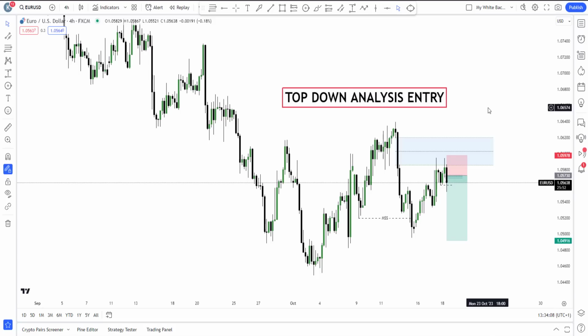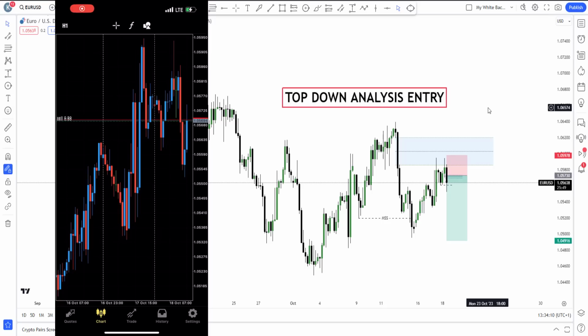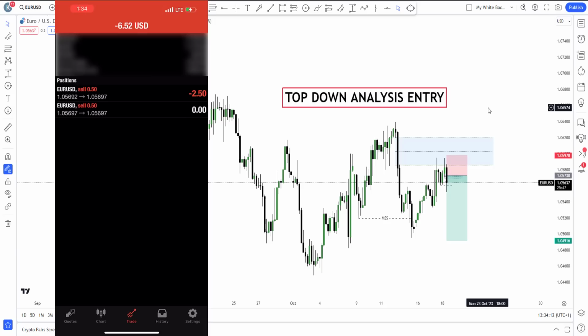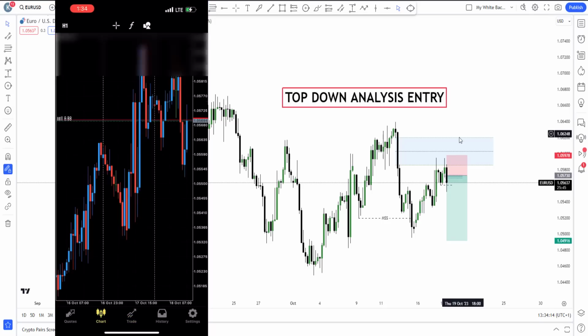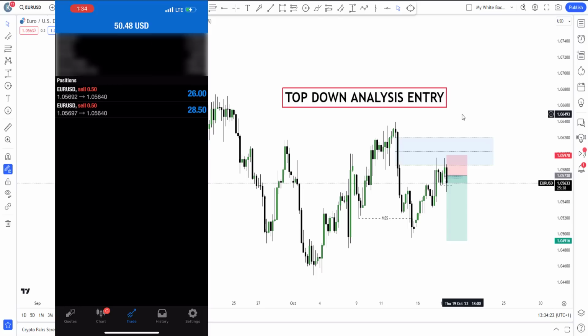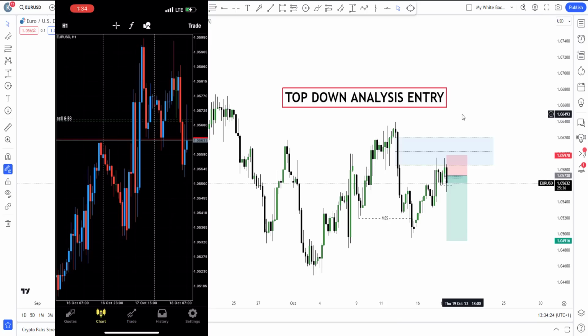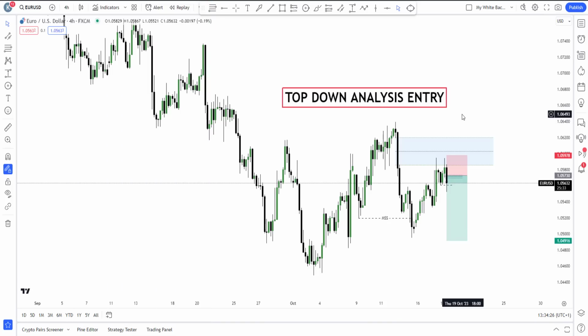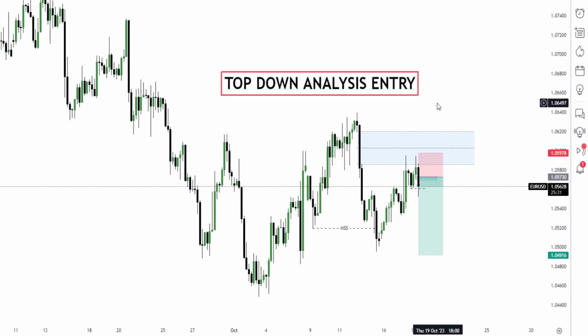So this is how it looks on my trading account right here. I have already entered the trade right here. So I want to show you what it means to do the top-down analysis. We're going to go through everything step by step. So what exactly is top-down analysis? Top-down analysis is simply you being able to look at what is happening in the higher time frame, then bringing it down to the lower time frame to get an entry. So that's basically what a top-down analysis is.